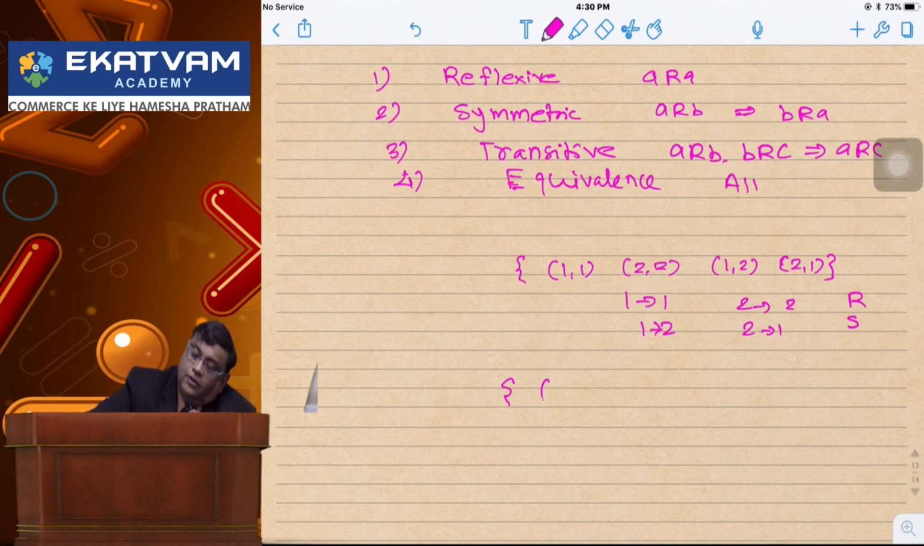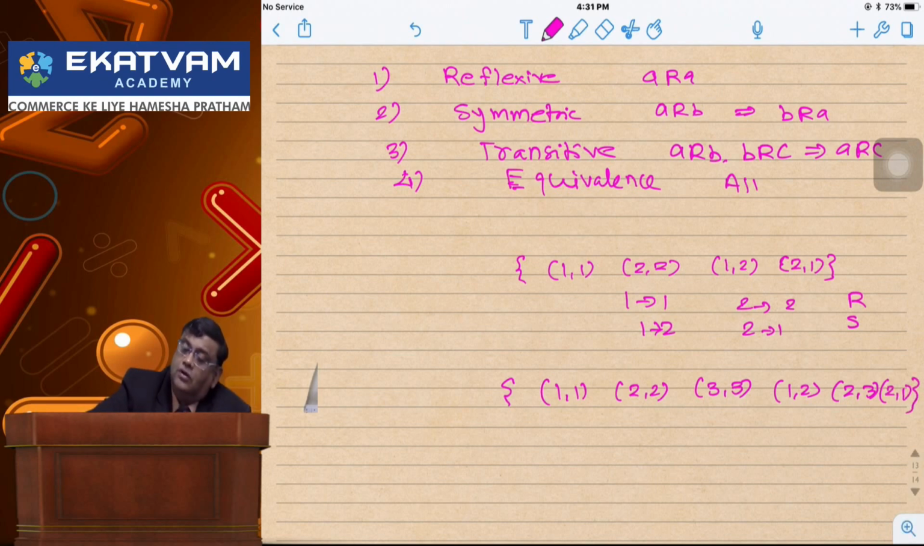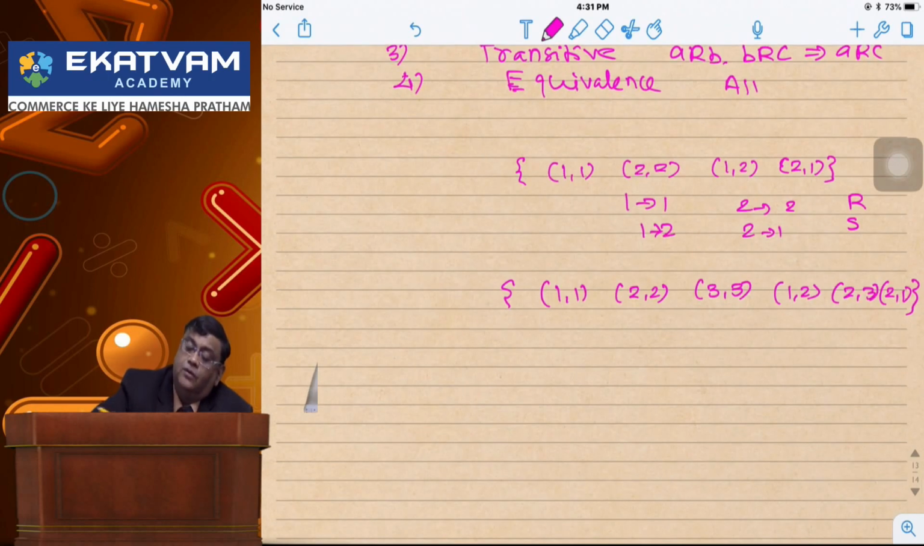I write (1,1), (2,2), (3,3), (1,2), (2,3), (2,1). अभी बोलो ये क्या है? 1 का 1 से, 2 का 2 से, 3 का 3 से, so this is reflexive. 1:2 but 2:1 ये है, that's no problem. 1 2 भी है, 2 1 भी है, लेकिन 1 3 यहाँ है ही नहीं चेक करने के लिए. So there is no question of symmetric.